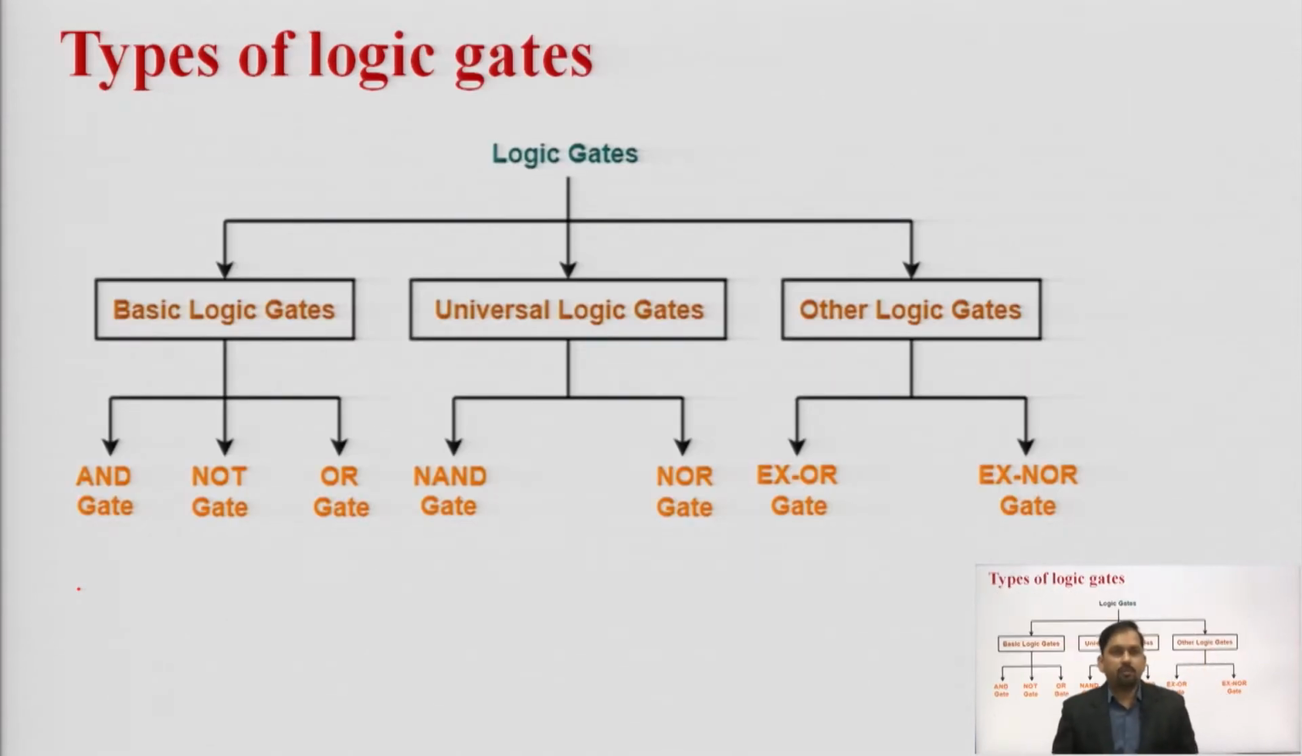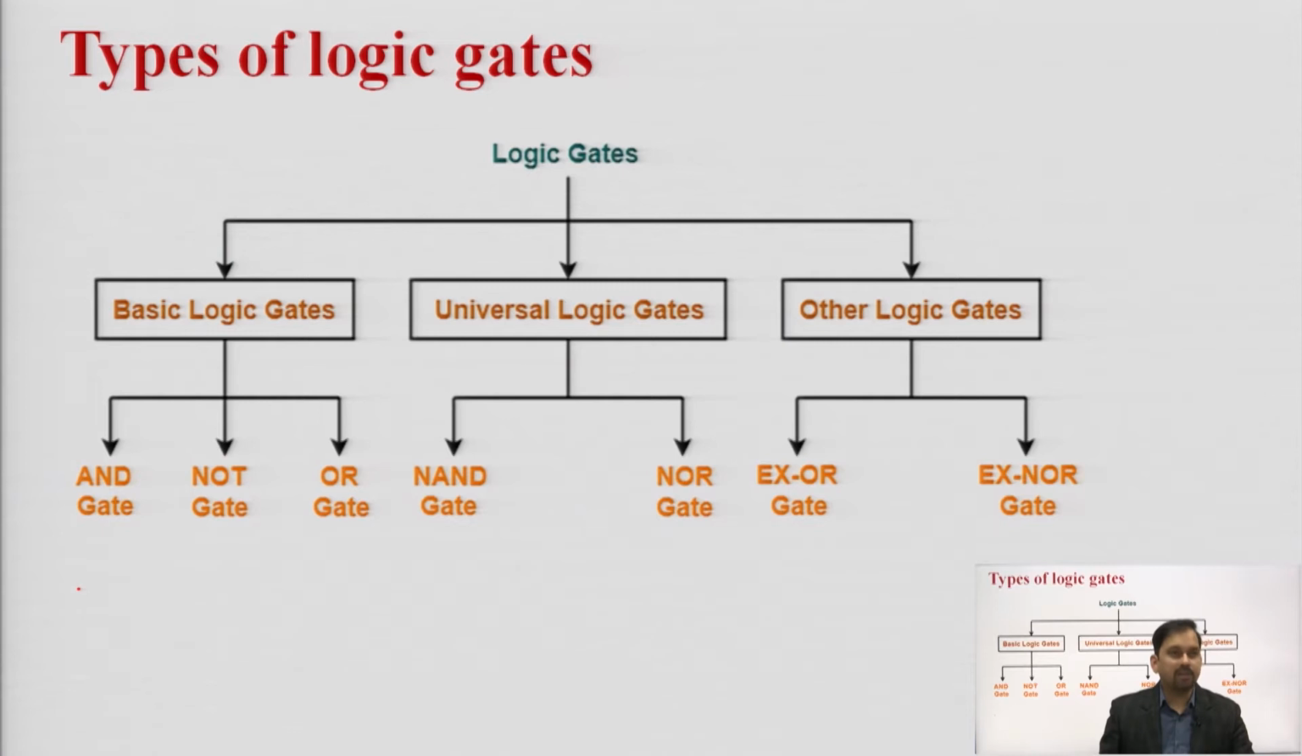So we have the types of logic gates. How can we categorize these logic gates? We have the basic logic gates. Under this head we have the AND gate, OR gate and NOT gate. After that we have the universal logic gate. We will see the definition for universal logic gate, but at this particular moment we can say that if we can build any other logic gate using these gates, then it is a universal logic gate. After that, some other logic gates are also available, which are the XOR gate and XNOR gate.